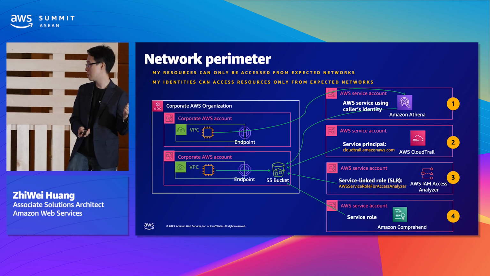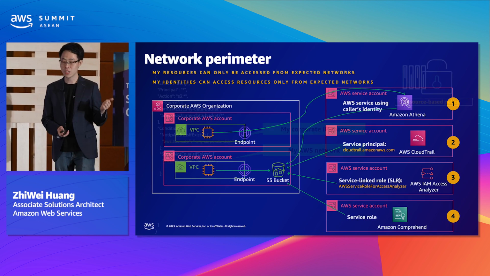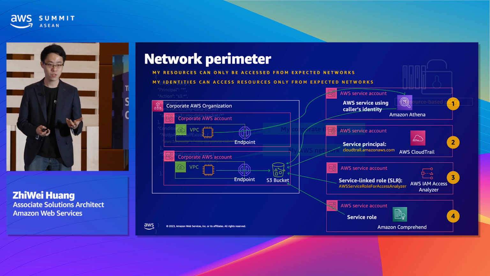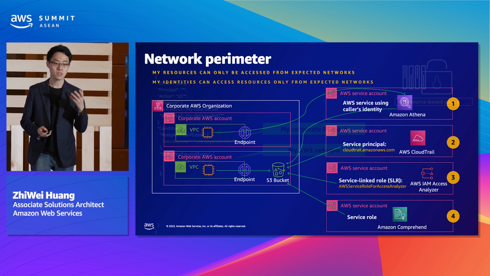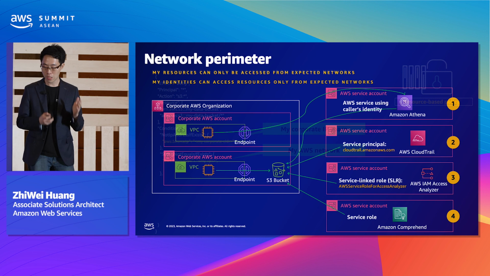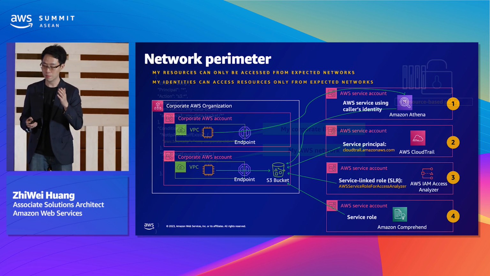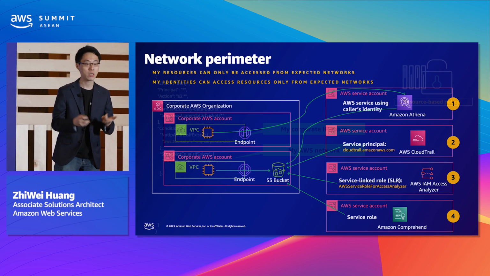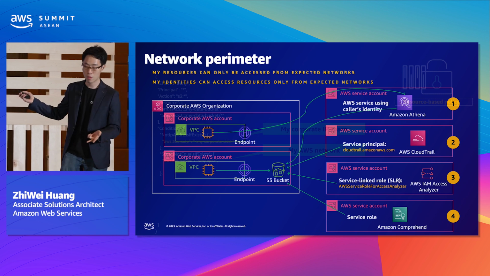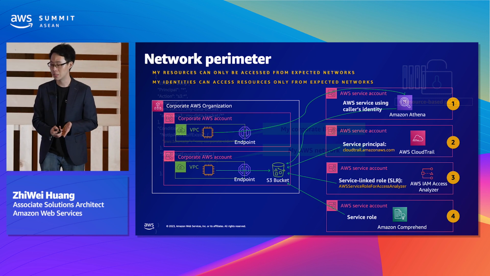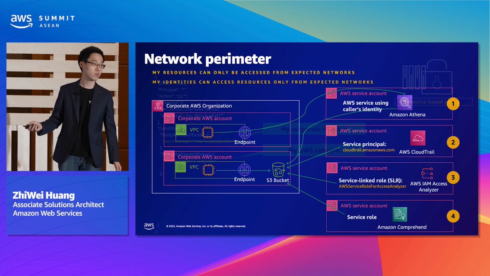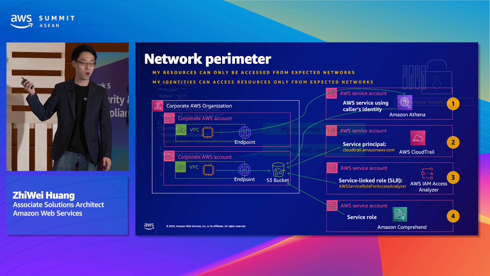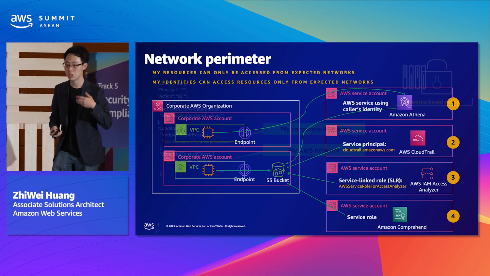So now for the last access pattern, AWS service role. An AWS service role is used by an AWS service to act on your behalf, and unlike SLRs, an AWS service role is not an SLR. They don't have fixed naming conventions, they don't have predefined permissions. You can attach any permissions you want to a service role, and they can be further restricted by service control policies. So in this example over here, we have Amazon Comprehend using a service role to perform analysis jobs on the documents stored in your S3 buckets to produce its findings.